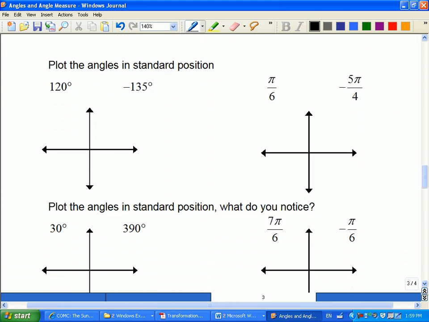Okay, so 120 degrees, this is where we always start. This is 0 degrees. That's the initial arm for everyone. That's 0 degrees. That's 90 degrees. That's 180. That's 270. So if I'm doing 120 degrees for you, it's going to look about like this.